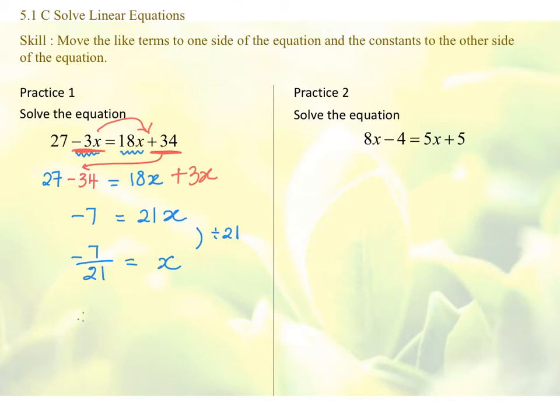Check. Can we simplify this answer? Is this answer the final answer? No. So what is 7 over 21 simplified to? Negative 1 over 3. Answer. Please try the next practice question on your own before you check the answers.